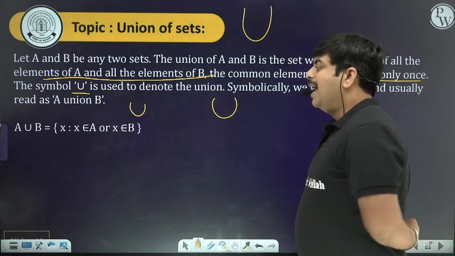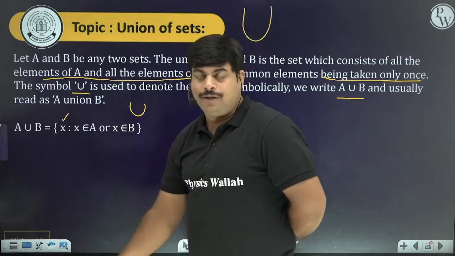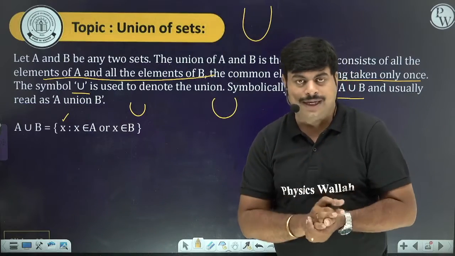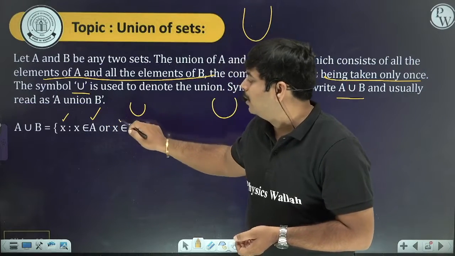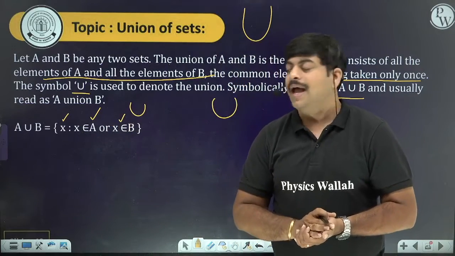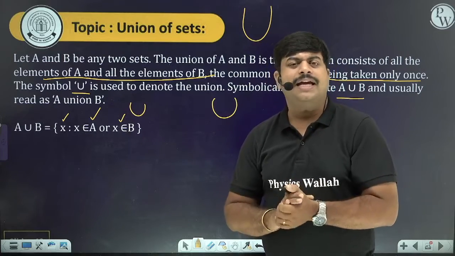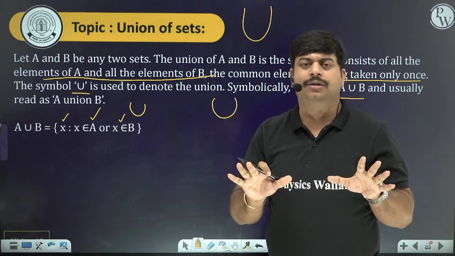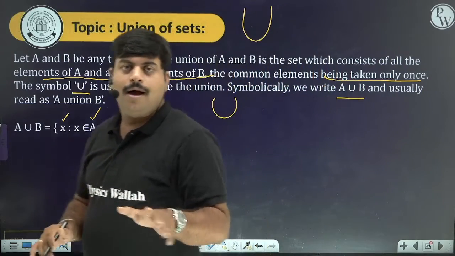So A union B means we need to include all the elements x which are there in A as well as which are there in B. x belongs to A or x belongs to B. It can be in any one of that. No need to have the same element in both the sets. Okay, I'll give you one example.